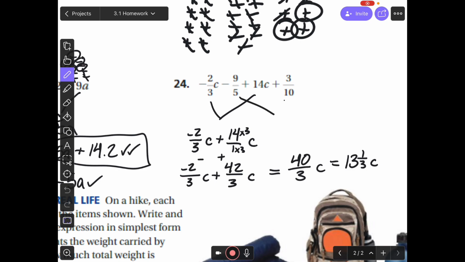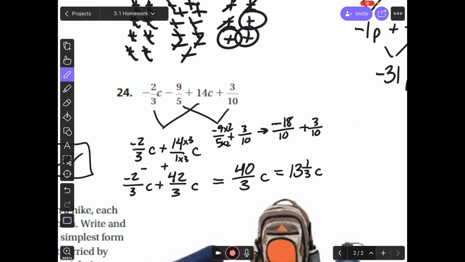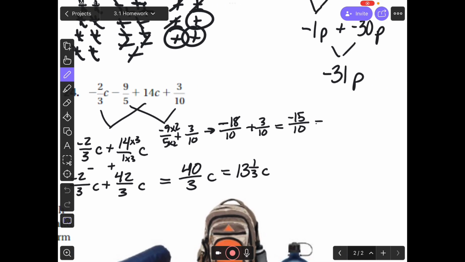Now I have to combine my constants together. Negative 9/5 plus 3/10. Got to make these common before I can add, so I'm going to multiply by 2 on top and bottom. This is going to be negative 18 over 10 plus 3 over 10. Negative 18 plus positive 3, negative positive. They don't like each other. They're going to lose value. Should get negative 15 on top, positive 10 on the bottom. Remember, bottom never changes. That's good. Let's make it better. Negative 15 over 10 would just be negative 1 and 1/2.